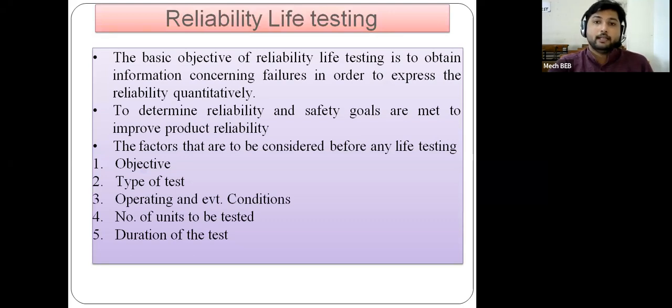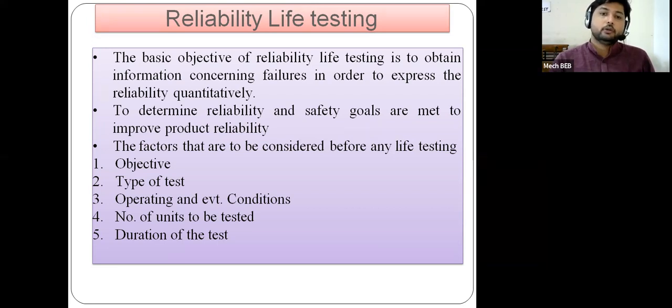Now the next thing is reliability life testing. The word itself suggests that it is the testing of the product life cycle, so the product life will be considered as live testing. Once again we are going to take the example of the vehicle crash test. That will be the example of reliability life testing.